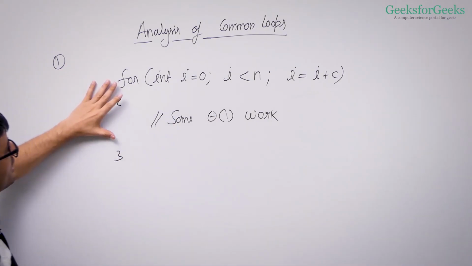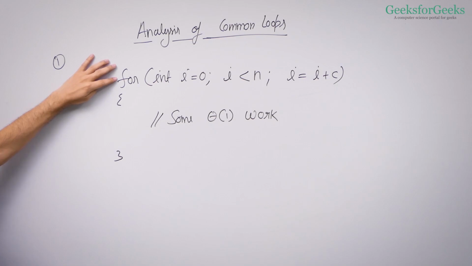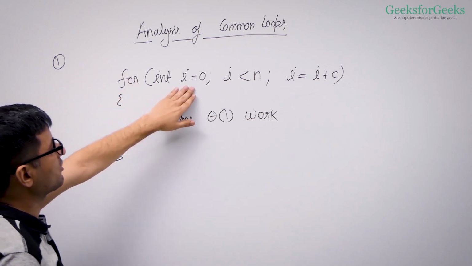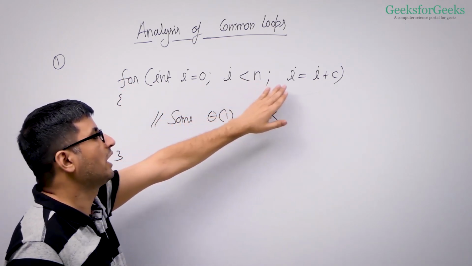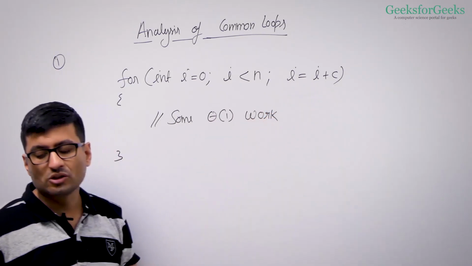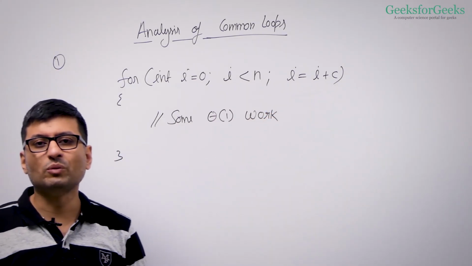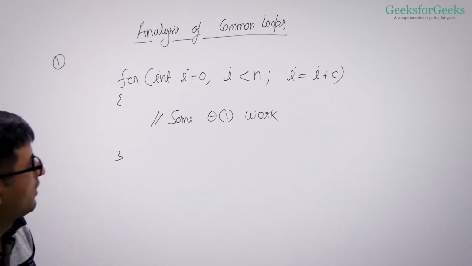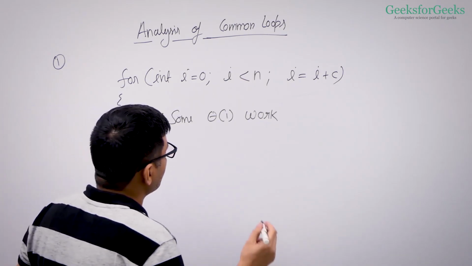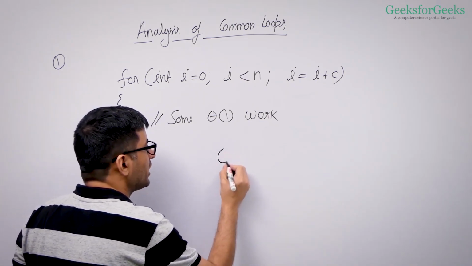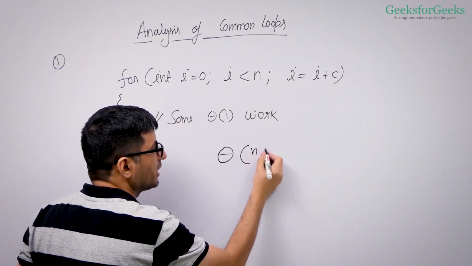Let us take a look at this loop. We have a loop for int i equal to 0, i smaller than n, i equal to i plus c. So how much time is this loop going to run? You can see that it's going to run theta n by c times, right?